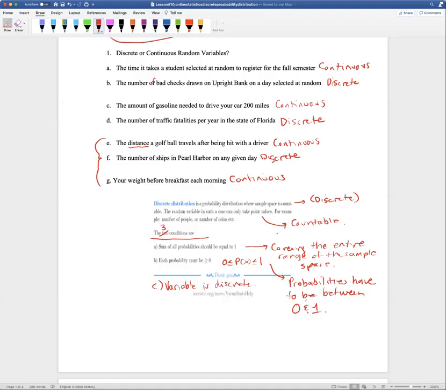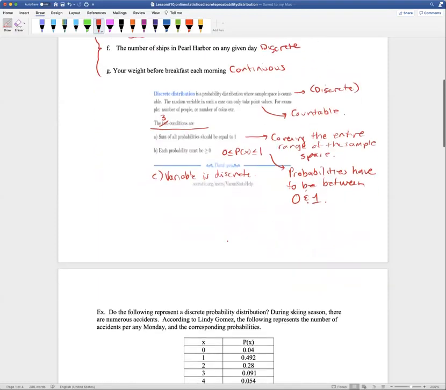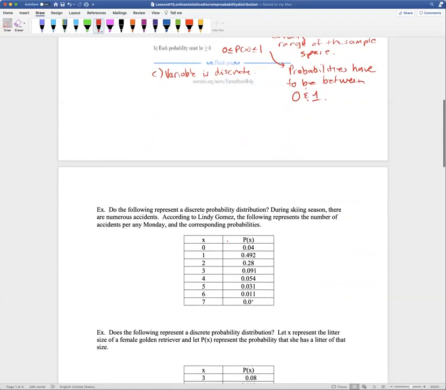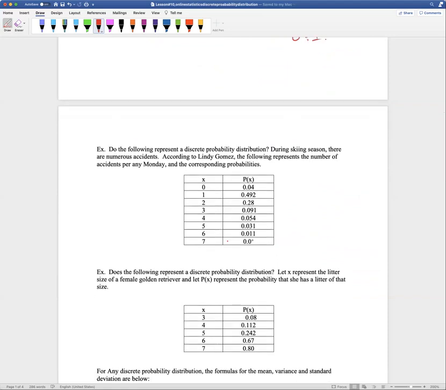Okay, Professor Hirsch, what is this thing that we're talking about? What is a discrete probability distribution? Well, let's take a look at some examples. We're just going to look at some examples, and then we're going to talk about how we can find the mean, the standard deviation, and the variance of discrete probability distributions. But first, I just want you to look at them and really be able to understand what's going on. So let's take a look at the first example.